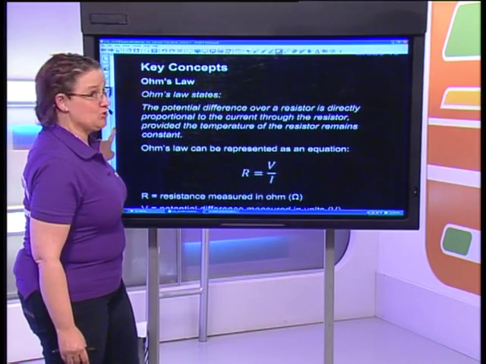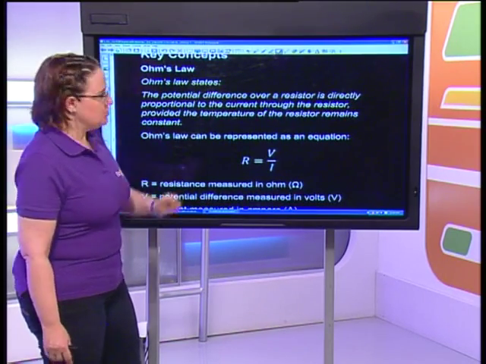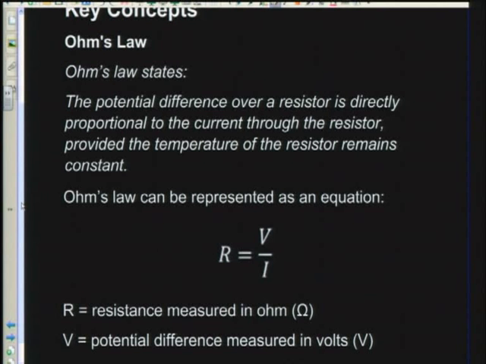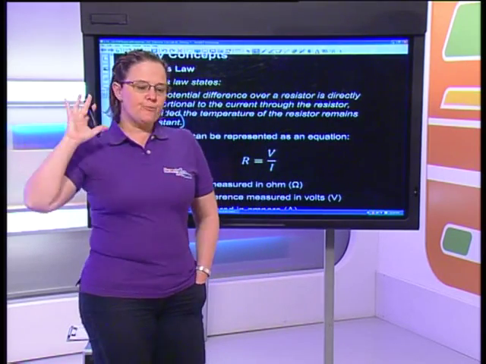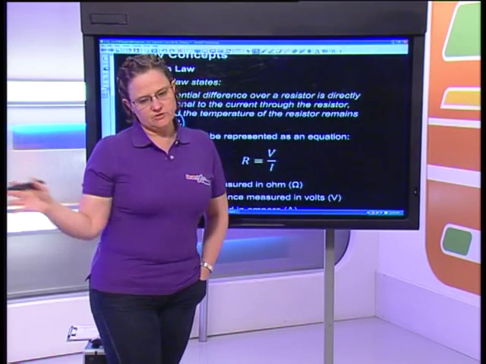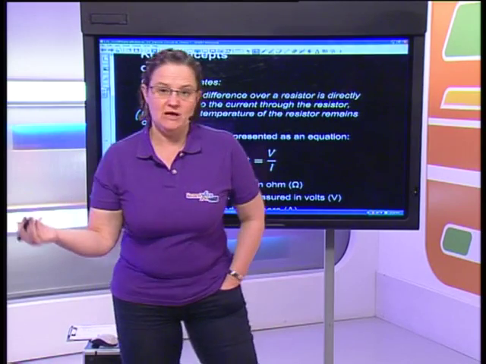It's one of those that you have to learn. The potential difference across the resistor is directly proportional to the current through the resistor, provided the temperature remains constant. Please, please, please, this part that I've now put in brackets, guys, that's a non-negotiable in the statement. It breaks my heart because we ask this in a matric exam and then when we mark it, we have to give you naught.